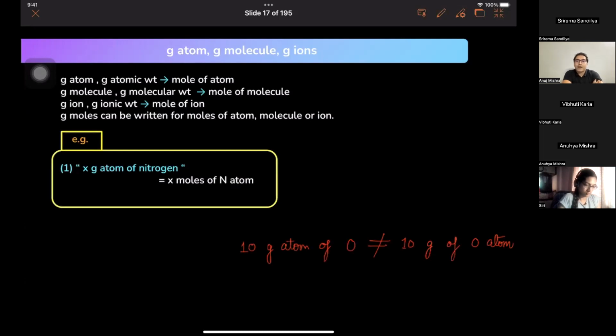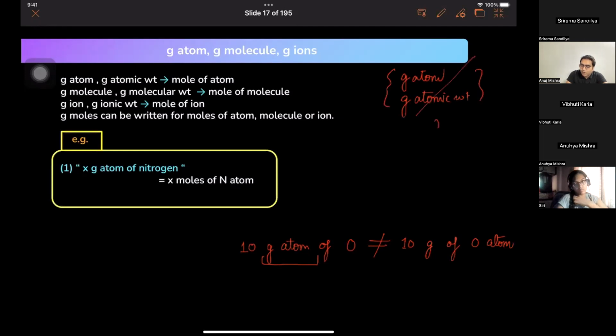So what is special about gram atom? That we have to understand. This is a special term. Gram atom, gram molecule is not the same as gram of atoms. There's a difference. So whenever they write gram atom or gram atomic weight, you can always cut this thing and write moles in front of this and then start solving the question.